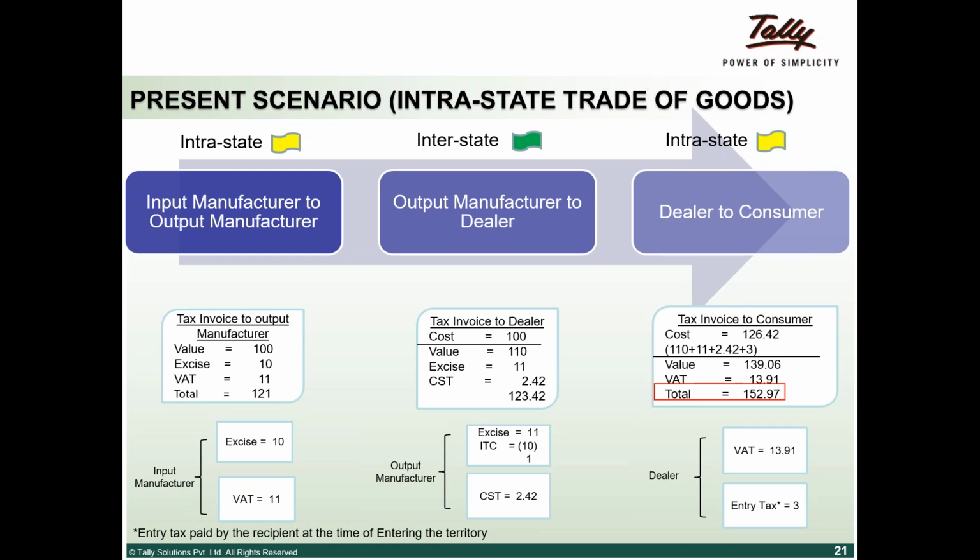He does a value addition of 10% on it, so his value becomes 139. Then the VAT is applicable, and the total comes to 152. Next, let's look at the GST regime.